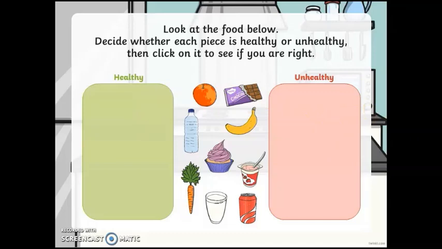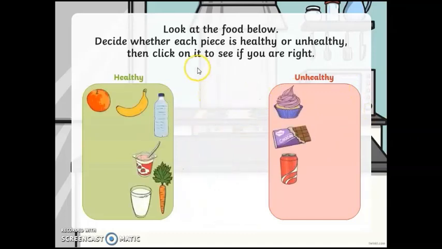Let's start our sorting. If you can see in front of you, we put all the healthy food in the healthy box, that's apple, banana, drinking water, yogurt tub, carrot and milk. And on the other side, we put the unhealthy food, that is cupcake, chocolate and cola in the unhealthy box. Dear students, I hope you have enjoyed your sorting activity and you have done the recall of sorting.